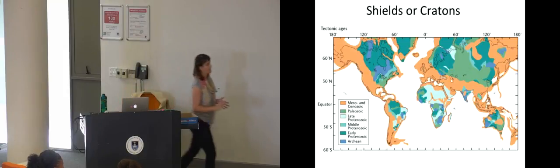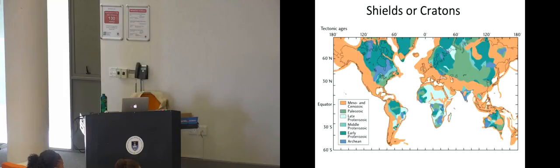So this is just a map of the world showing very generally the age of all the rocks in the world, and this is all based on uranium-lead dating. This orange color is Mesozoic and Cenozoic rocks, and as you know from the geological timescale, that's the most recent part of time. Then the Paleozoic is in green, and all the shades of blue are the Proterozoic. And then the Archean is the most ancient rocks that we have represented, which is this dark purple color.